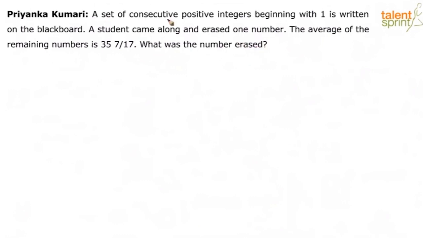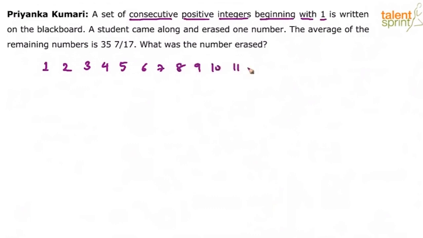So basically a set of consecutive positive integers beginning with 1 is written on a blackboard. So consecutive positive integers beginning with 1 would be what? 1, 2, 3, 4, 5, 6, 7, 8, 9, 10, 11, 12 and so on up to some value n are written on the blackboard. Now what happened? A student came along and erased one number. Which number we don't know. It could be any of these numbers from 1 to n, right?